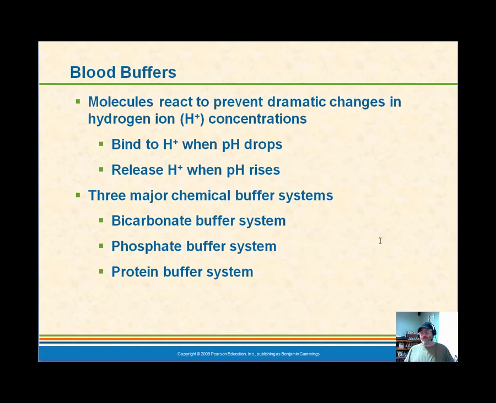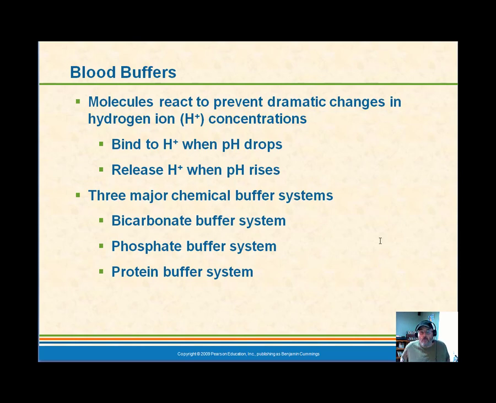Now, blood buffers function to take care of big swings that might occur in the pH of your blood. Basically, a buffer will bind to excess hydrogen in the bloodstream when the pH drops. It will also release excess hydrogen when the pH rises. So these are substances that will react to the presence of an acid or a base in the bloodstream by releasing or absorbing a substance that it needs to.